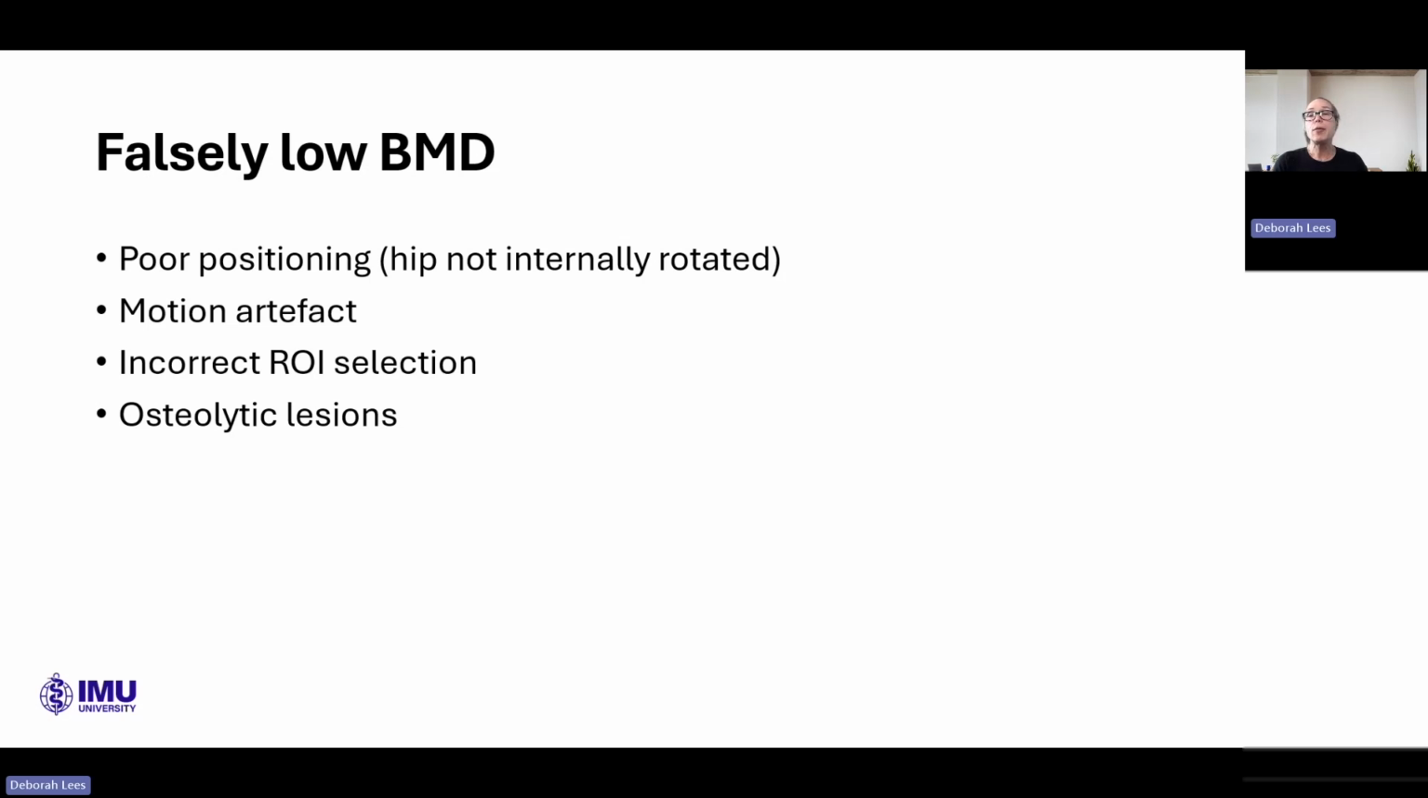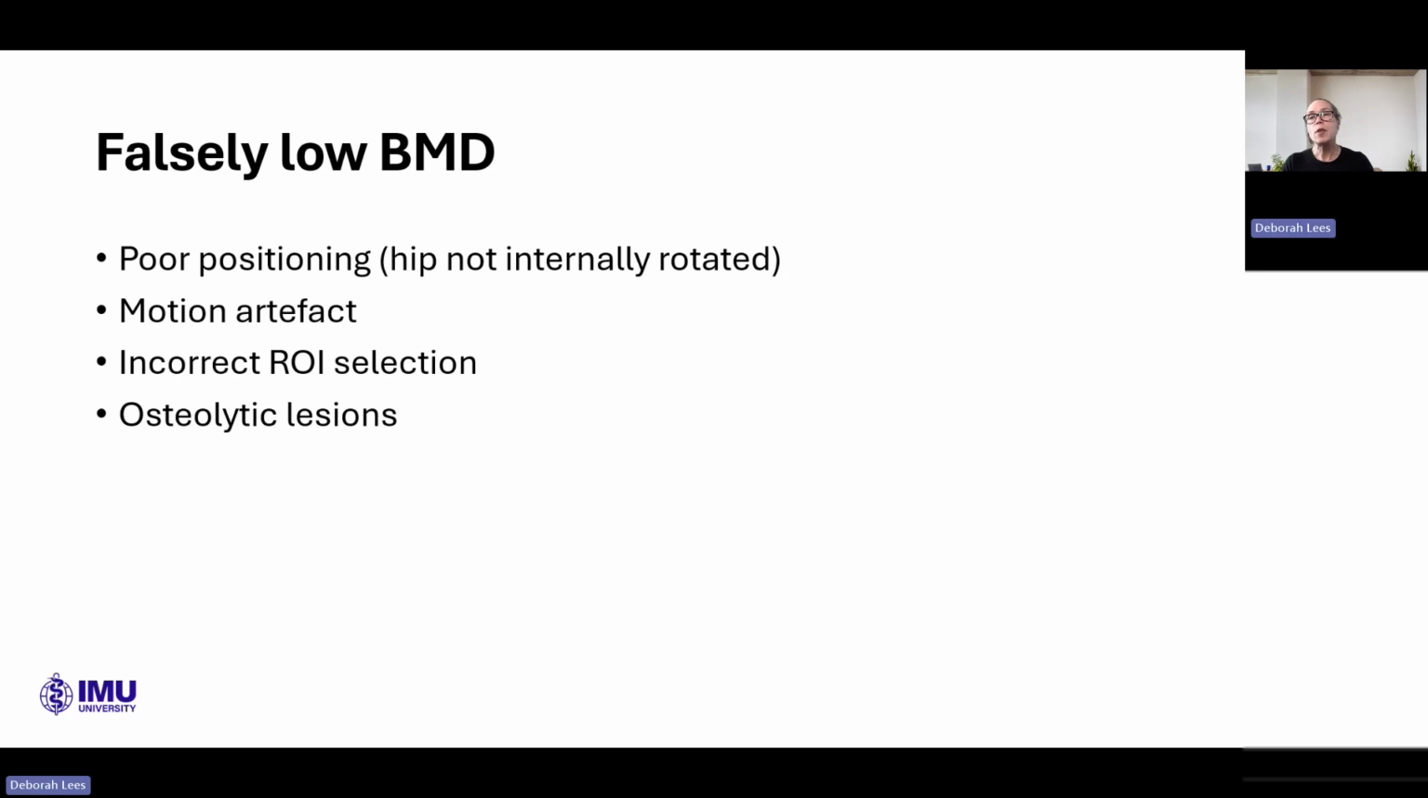You might select the wrong region of interest. So again, we do a scout view, we then hone in on our area of interest. You might not be accurate with that, which then throws you off a little bit.